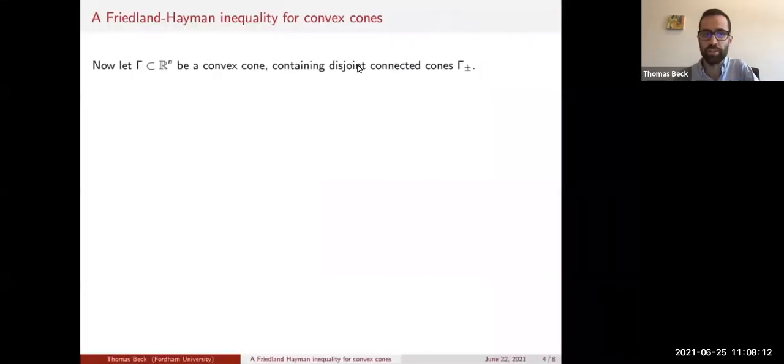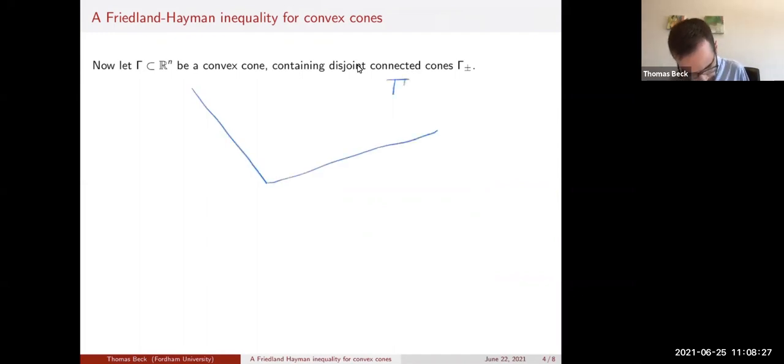Okay, so let me now say a little bit about our version of the Friedland Hayman inequality. In our case, we start with a convex cone gamma in R^n. Say gamma looks something like this. And then we have that gamma contains two disjoint connected cones, which we're going to call gamma plus and gamma minus. So in the two-dimensional picture, we have something like this.